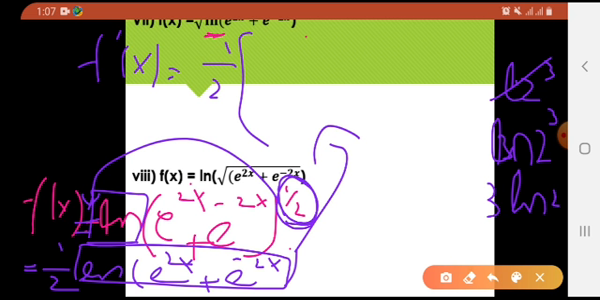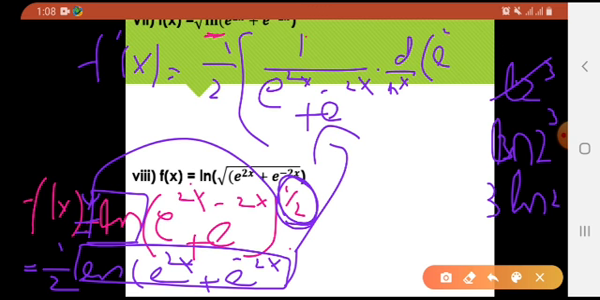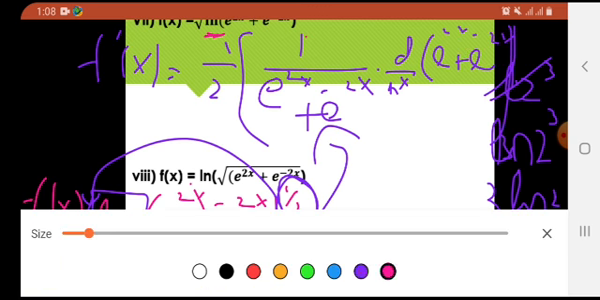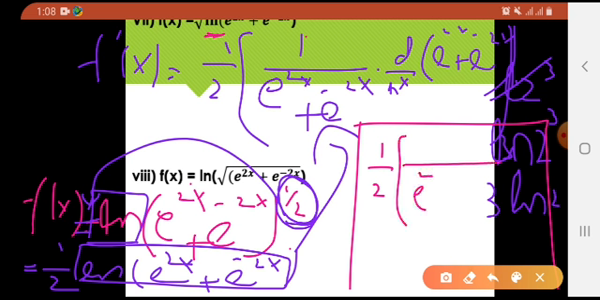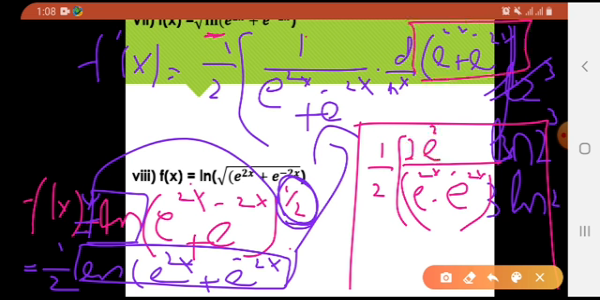Now we will make f dash of x. What would that be? It would be 1 divided by the function, which is e raised to the power 2x plus e raised to the power minus 2x, into d by dx of e raised to the power 2x plus e raised to the power minus 2x. Clear? Let me write the answer over here. So it would be 1/2 as it is, the denominator as it is. Look at the numerator, the derivative of this. What would that be? 2 e raised to the power 2x minus 2 e raised to the power minus 2x.